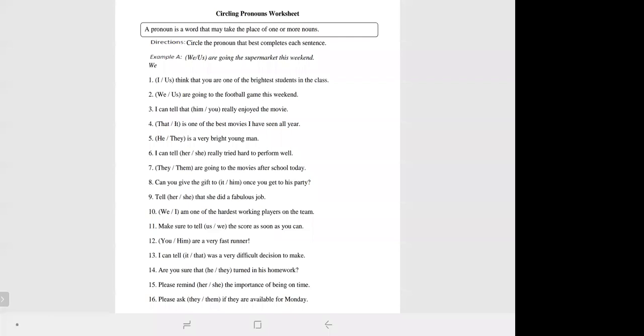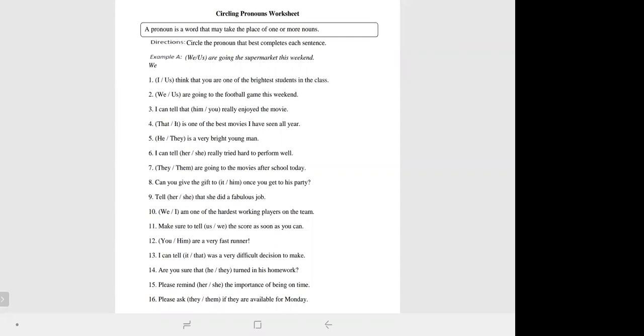What about number 9? Her. Yeah, you don't say tell she. Tell her means you tell her. You is the subject, tell is the verb, and her is the object. So you tell her that she did a fabulous job. Indirectly, there is you as a subject in this sentence. What about number 10?